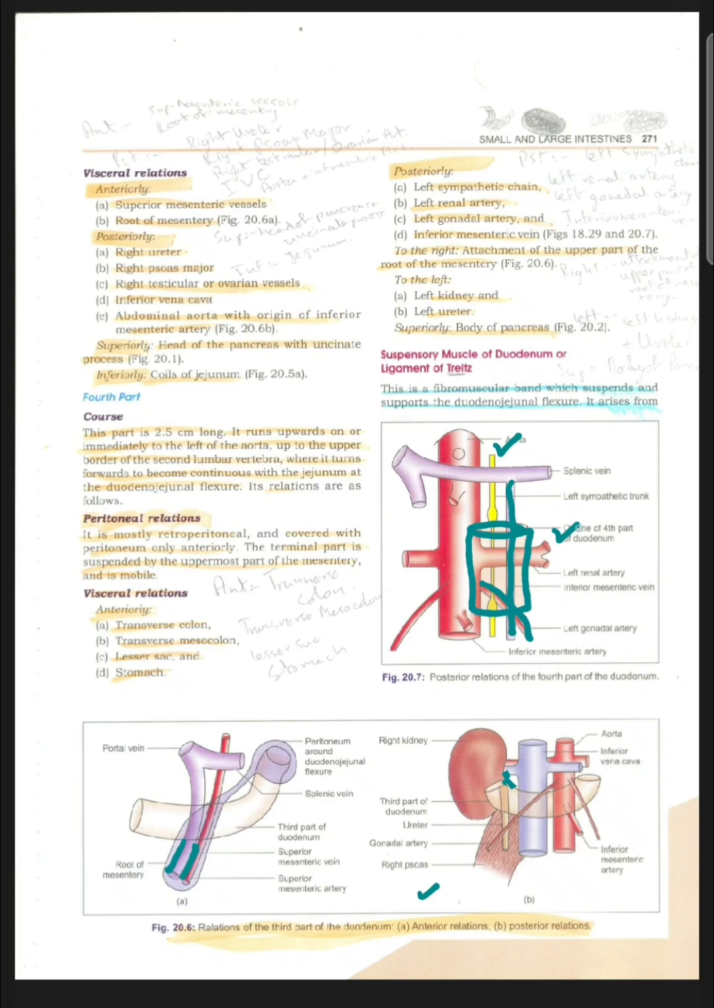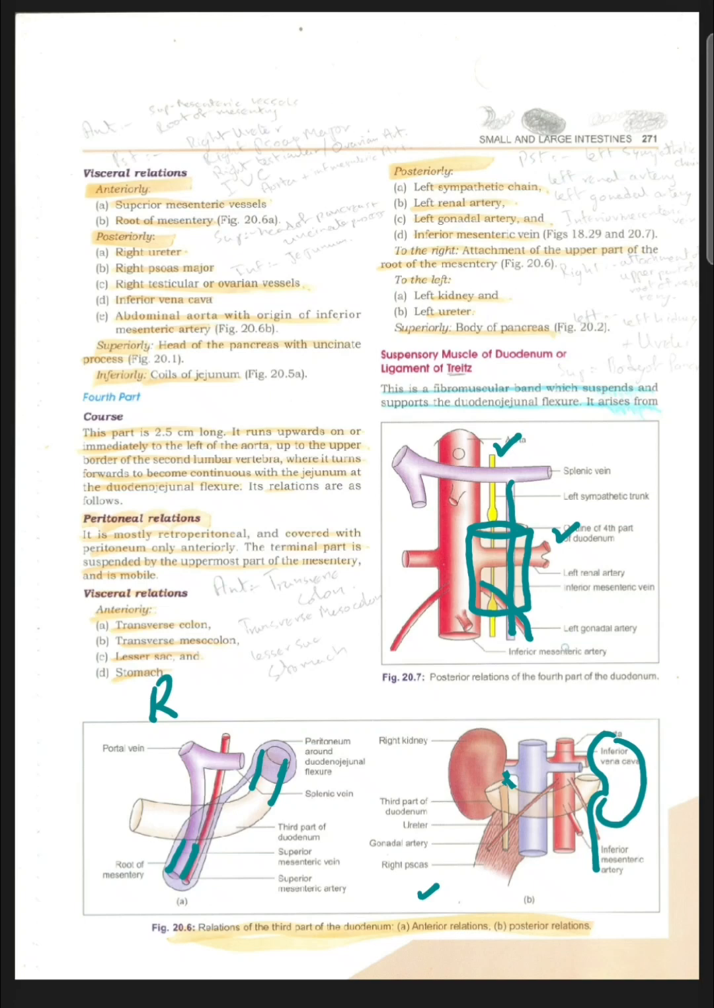To the right side of the fourth part of the duodenum, like in this picture that you see here, this is the fourth part of the duodenum. The right side, we've got the attachment of the root of the mesentery. And to the left side of the fourth part of the duodenum, we'll definitely be having the left kidney. And we'll also be having the left ureter.